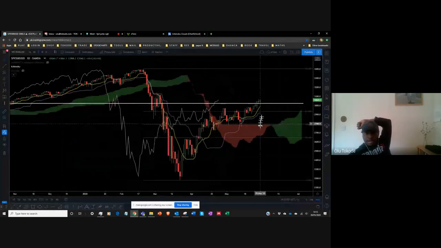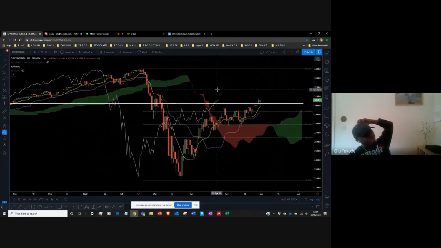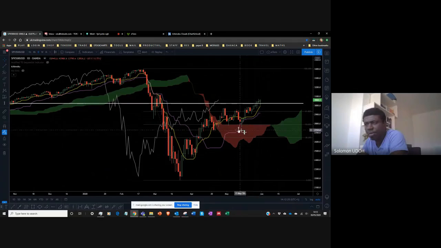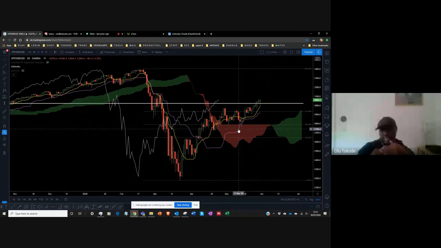Okay. So this line I've drawn here is the resistance line, but that line is static. It doesn't change. It remains where it is as price changes. So with the Ichimoku cloud, the support and resistance zone is dynamic. So it's changing with price. So it's changing in shape, it's changing in thickness, it's also changing in bias.